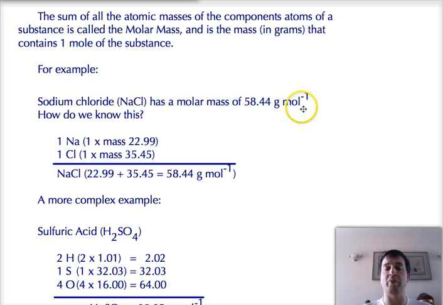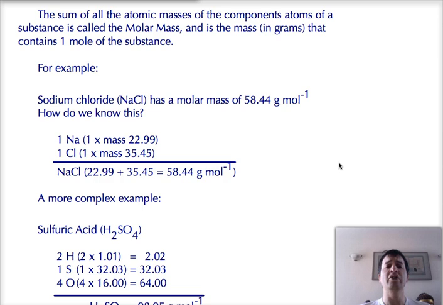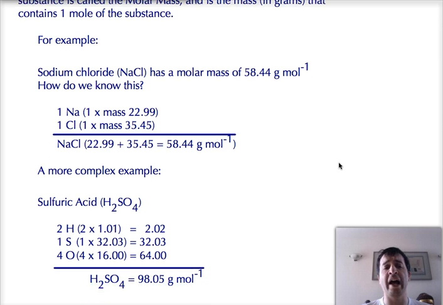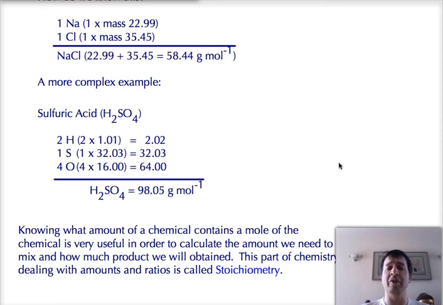So in this particular case, per mole. How do we know that the molar mass of sodium chloride is 58.44? Well, we know that the mass of one atom of sodium is going to be 22.99, and one chlorine atom is going to be 35.45. When we add those two together, we get 58.44.